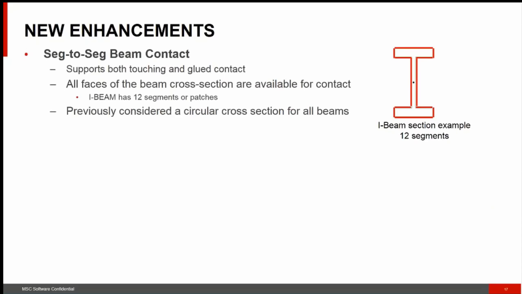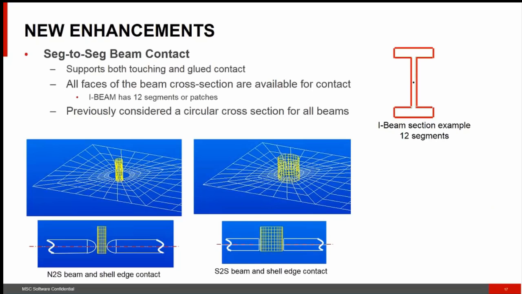Before this new feature was available in MSC Nastran, an equivalent contact radius was used to take beams into account when it comes to contact.